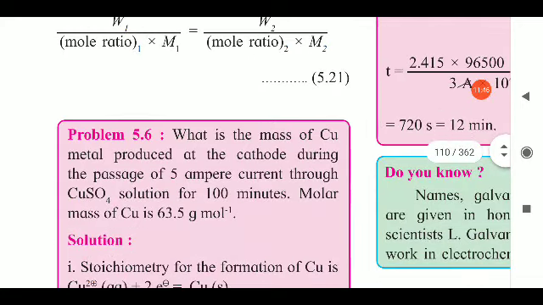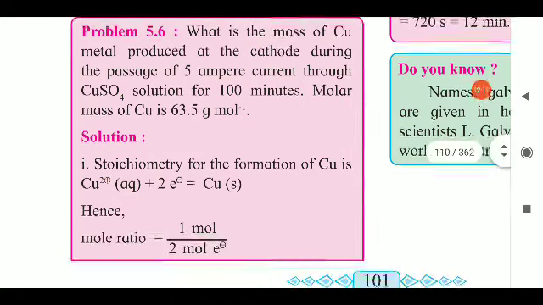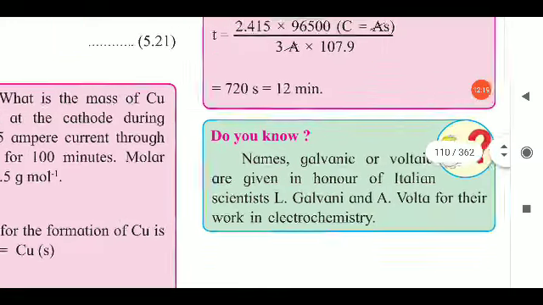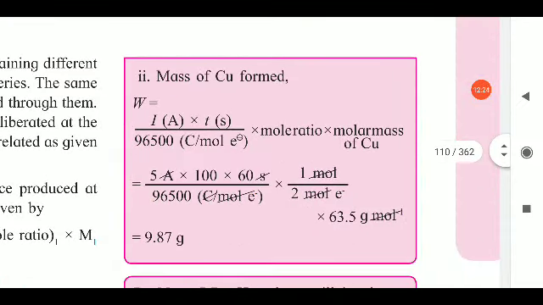So students, now we are going to discuss one problem which is based on the same formula. What is the mass of copper metal produced at the electrode, that is the cathode, during the passage of 5 ampere current through copper sulfate solution for 100 minutes? The molar mass of copper is given as 63.5 gram per mole, and by taking all the given quantities, we can calculate the mass of copper formed.